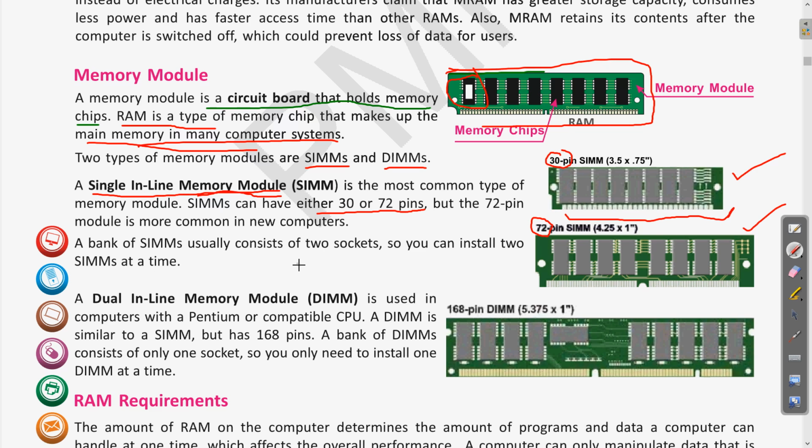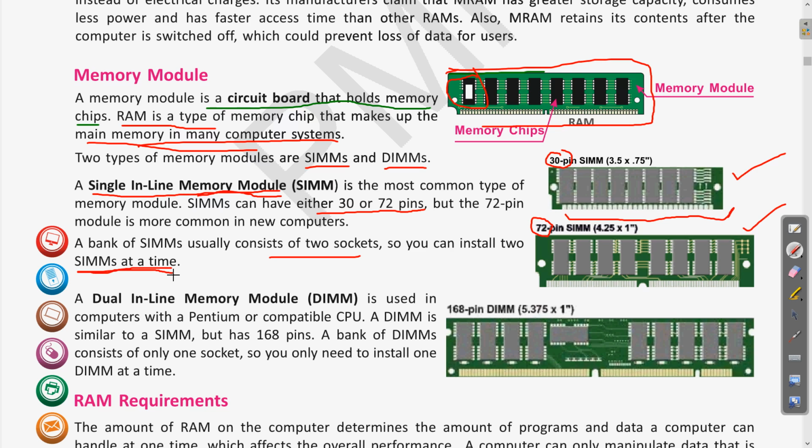Clear? So inside the system unit, that is on the motherboard, if you see, we have different sockets on which these memory modules are inserted. Clear? So it is written that the bank of SIMM consists of two sockets, so that you can install two SIMMs at a time. In a few of them there are more as well. You can have 3 or 4 depending on the hardware of the computer.